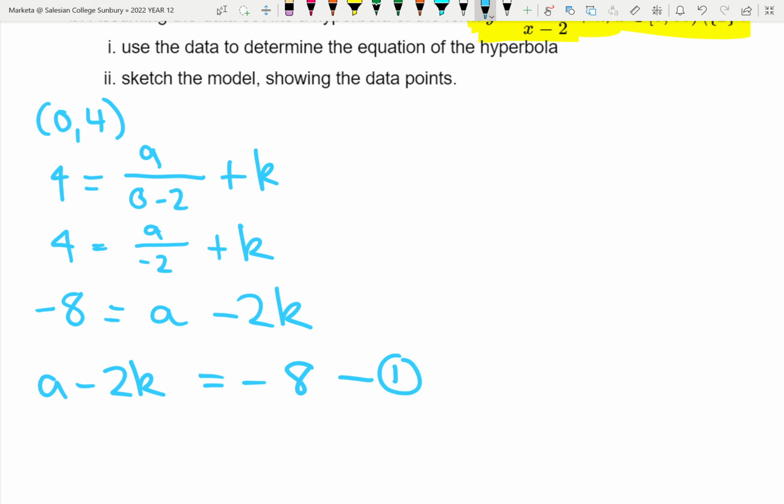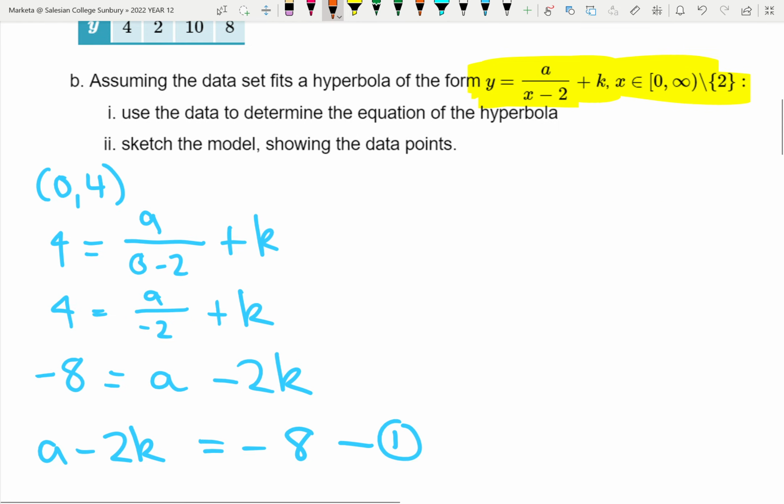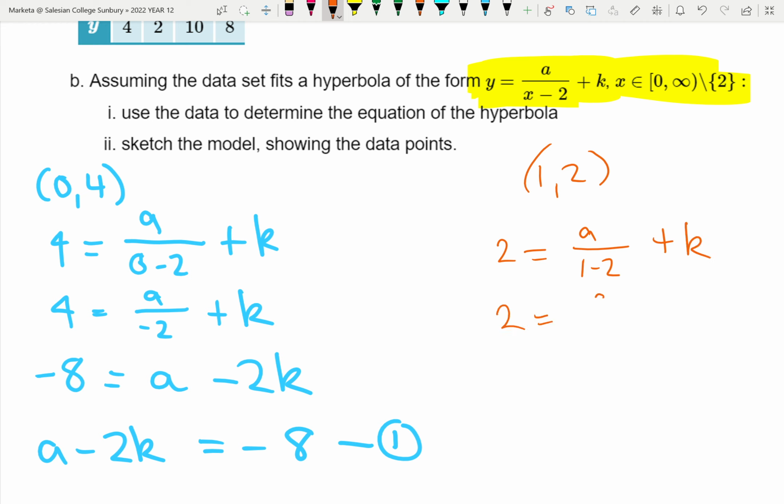And the second equation, well, let's just sub in another fairly easy point. And how about 1, 2? So that's going to be 2 equals a over 1 minus 2 plus k. 2 equals a over 1, no, negative 1, sorry, plus k. And then like the other one, I'm just going to times everything by negative 1. So I'm going to get a minus k equals negative 2. So this would be my second equation.